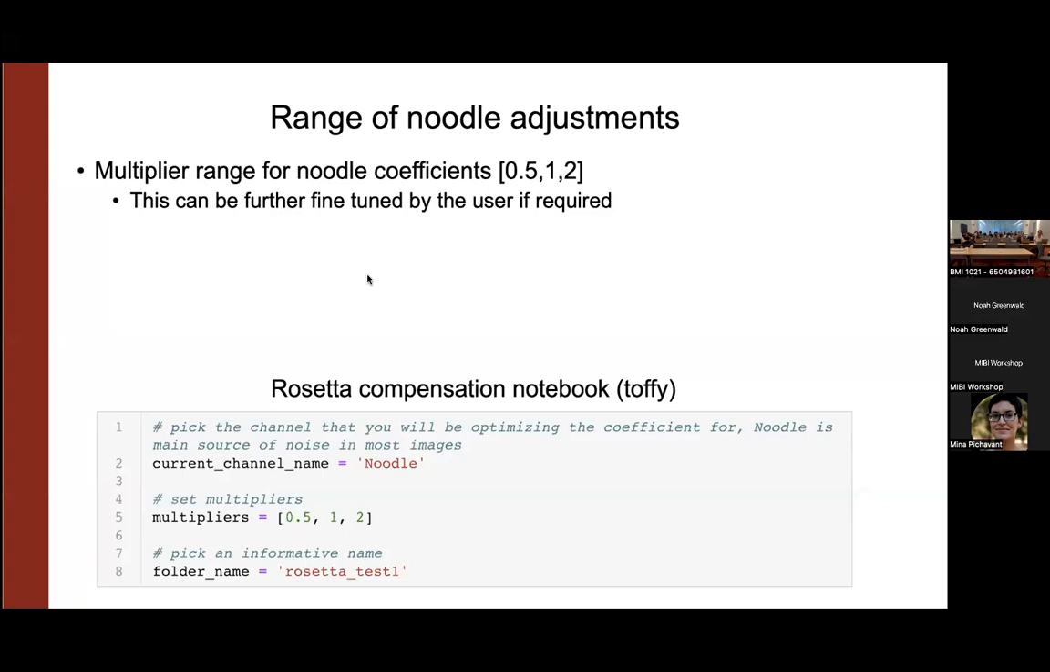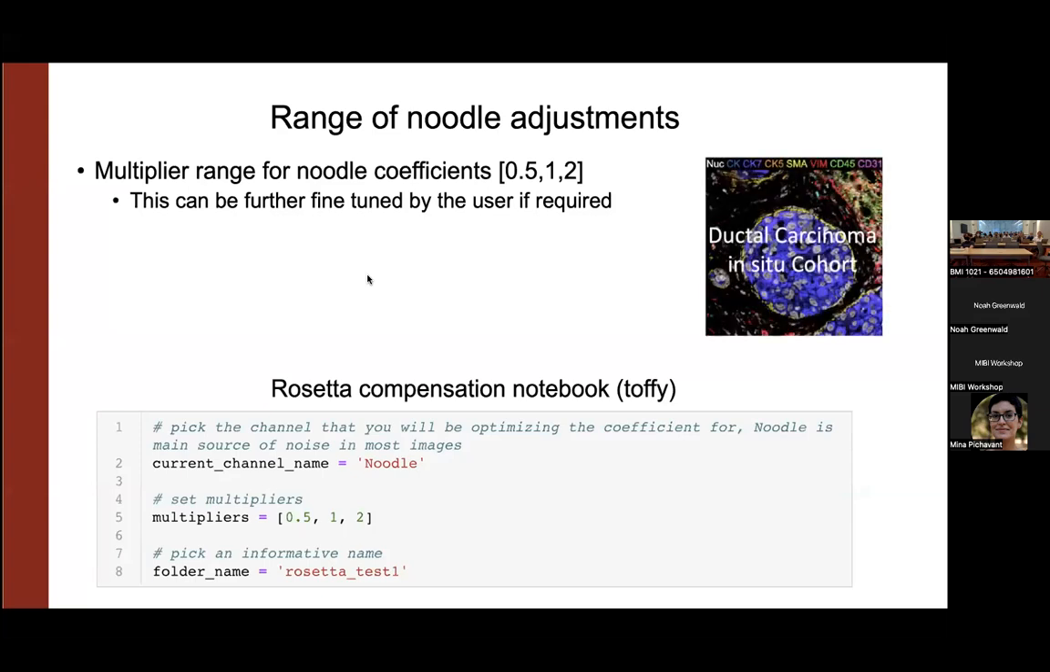Awesome. All right, so I'm going to show you some images where we've done the compensation with the default coefficients as well as these multipliers of 0.5 and 2. Now, if you want to adjust these coefficients, I'm going to point to the Rosetta compensation notebook as part of the copy repo that Noah mentioned in the beginning. And if you have any questions on how to run your data set or how to operate this notebook, the computational team will be here for the Q&A after lunch today.